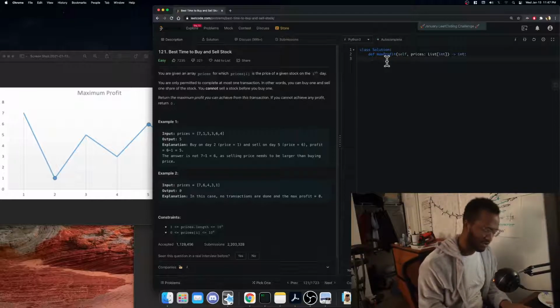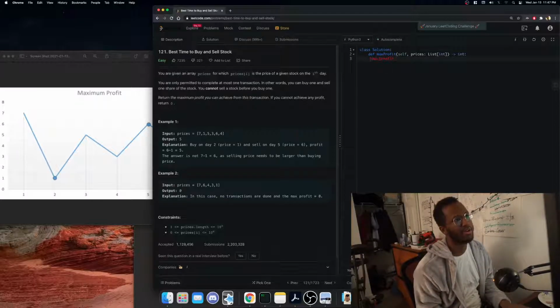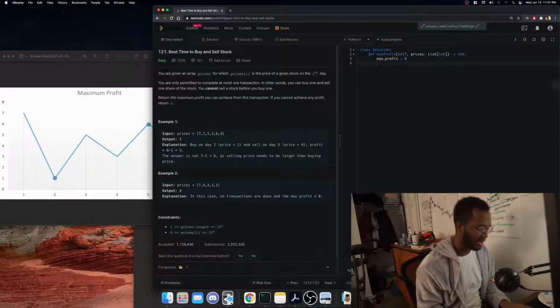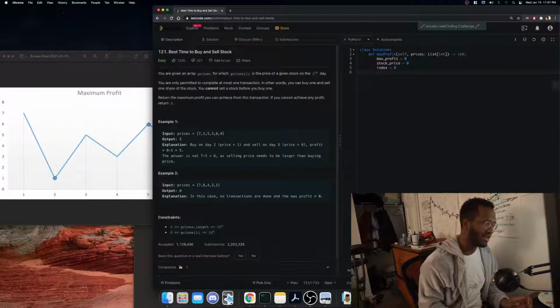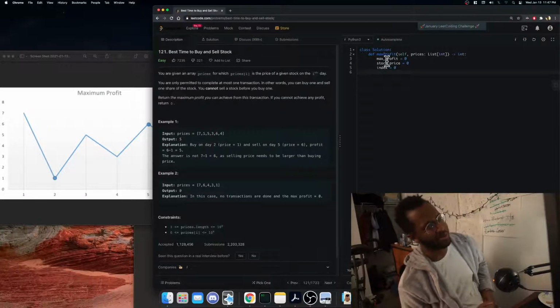So there are a few variables we're going to need. We're going to need max profit, which is going to be equal to 0. And then the other thing we're going to have is a stock price, which is going to be equal to 0, and index is going to be equal to 0. Why do we have index? This is going to be for one of the optimizations.